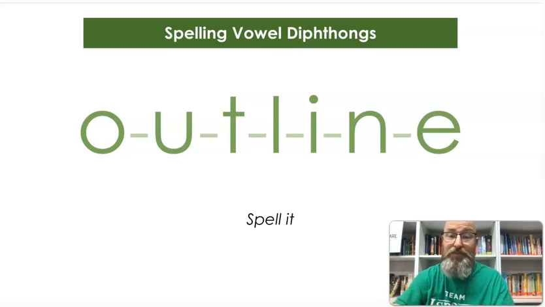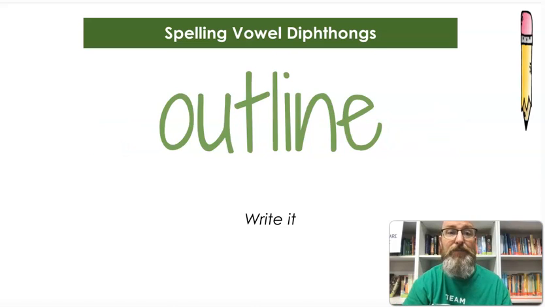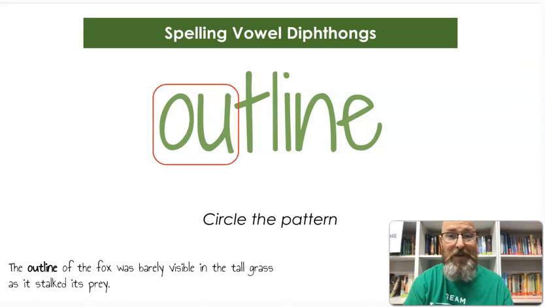O-U-T-L-I-N-E. Outline. And let's write it. O-U-T-L-I-N-E. What's the diphthong? O-U is correct. The outline of the fox was barely visible in the tall grass as it stalked its prey.